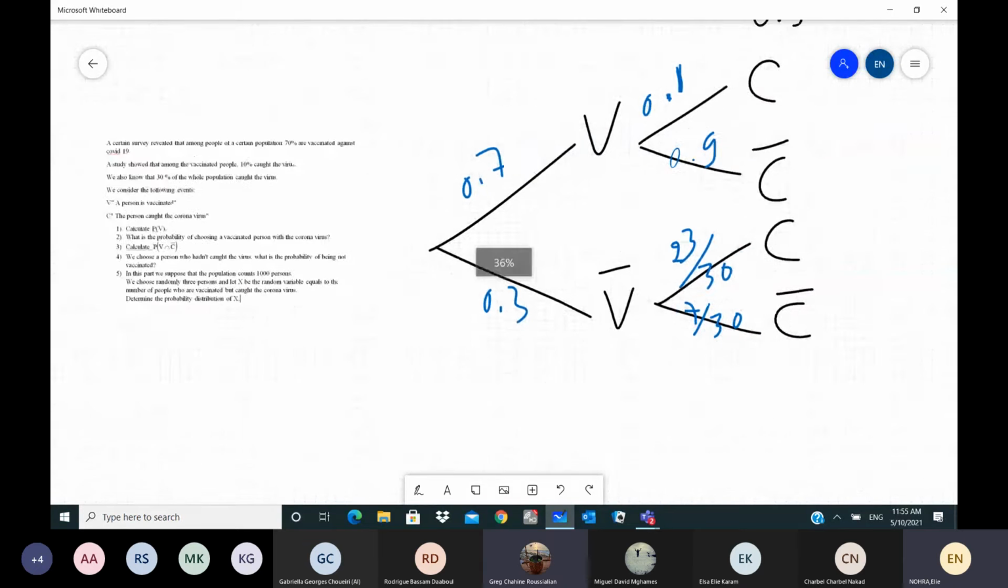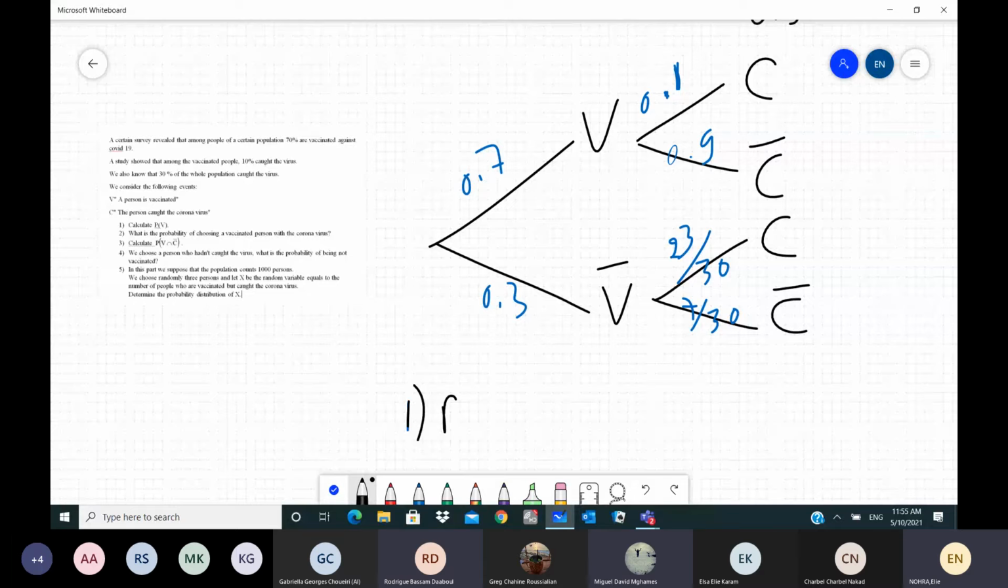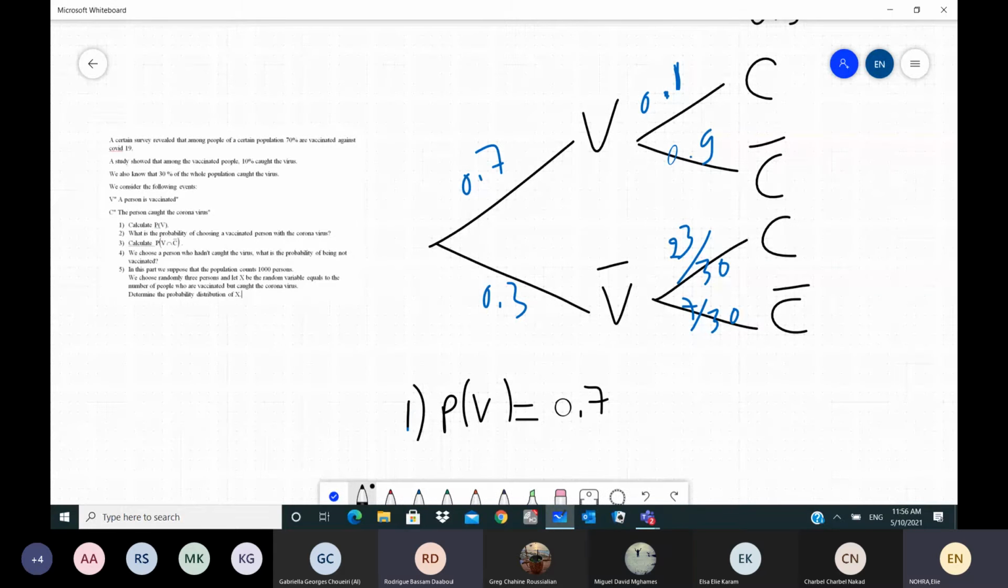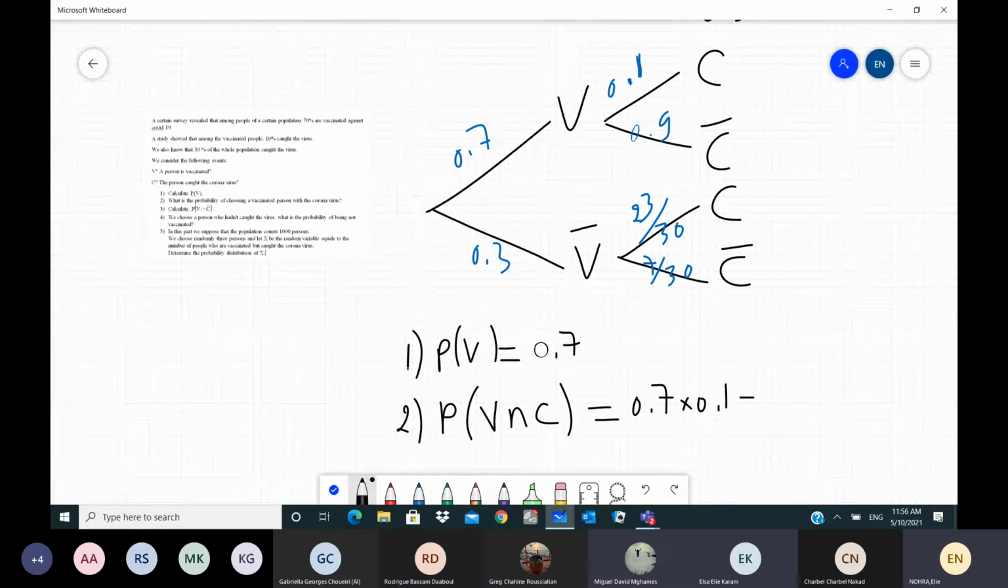Let's start. First question: calculate P of V, which is 0.7. Done. Part 2: calculate the probability of choosing a vaccinated person with the coronavirus. What do they want? P of V intersection C, which is 0.7 times 0.9. 0.9, sir. Excellent.